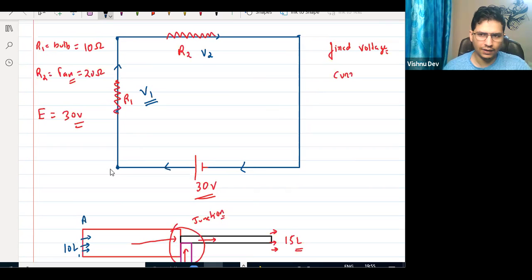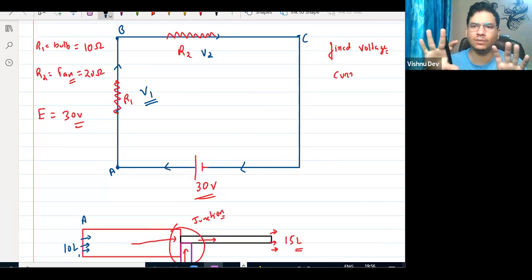Now tell me one thing, everyone. Suppose this point is A, this point is B, and this point is C. As I told you, there's no resistance between these points unless it is shown. So if there's no resistance, will there be any work done? Suppose there is no resistance, will it take any effort to push you?